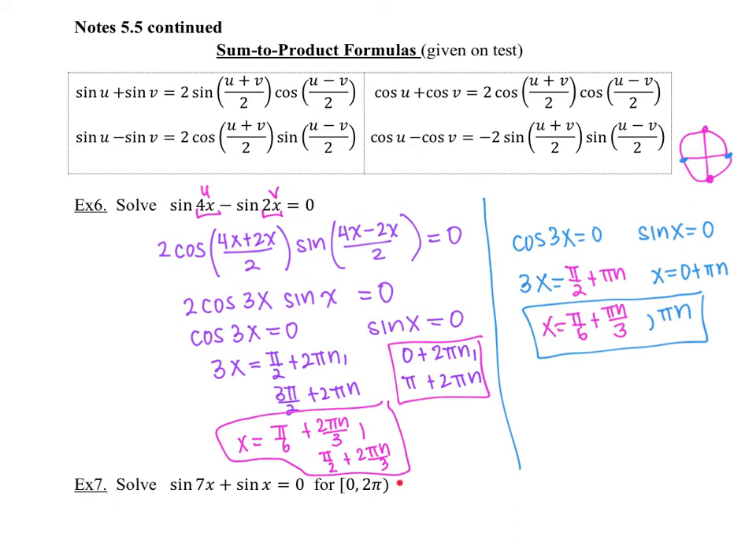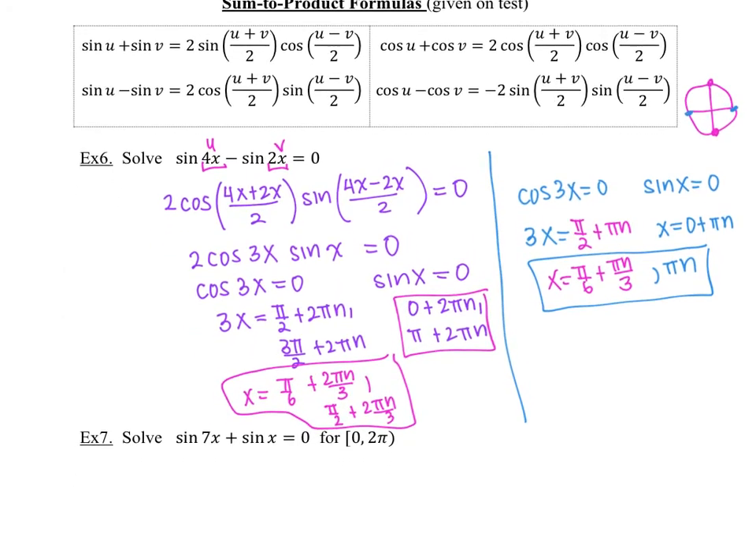Whether you list a bunch of stuff out like this or you make it shorter like this, these are equivalent solutions, and I will accept both of them. Okay, let's try one more sum to product.